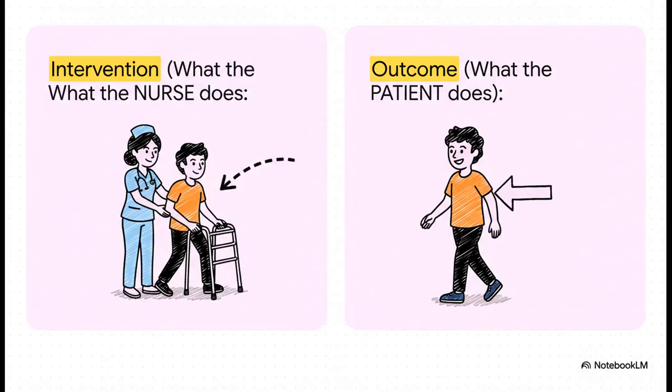Okay, here is a super common mistake we need to fix right now. An intervention is what you, the nurse, do. An outcome is what the patient achieves. So writing ambulate patient as a goal, that's wrong. That's your task. The goal, the outcome, is the patient will ambulate. It's a small change in words, but it's a huge shift in focus from you to them.